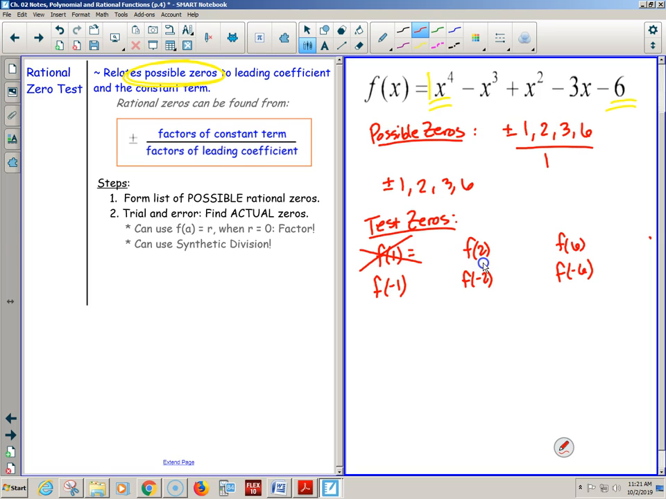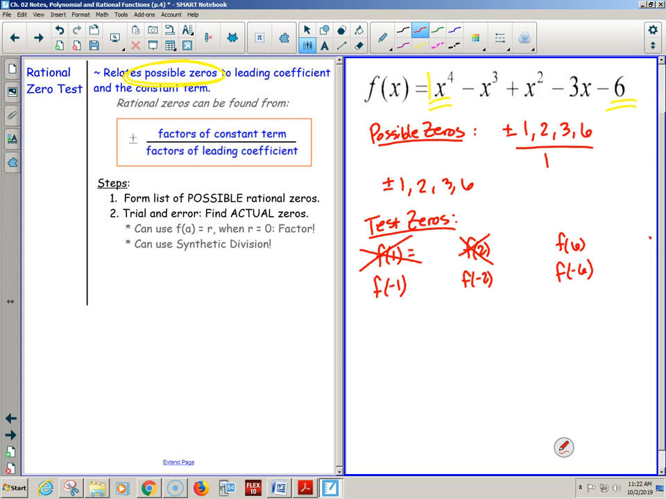Yes. And you would end up with 2 to the 4th. You guys ready for my trick? 2 squared is 4, and 4 squared is 16. That's a nice one. 2 to the 4th is 16. 16 minus 8 is -8. -8 plus 4 is -4. -4 minus 12 minus 6. Ooh.